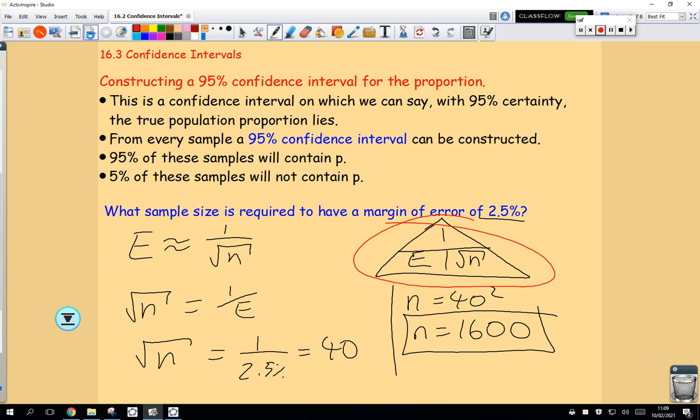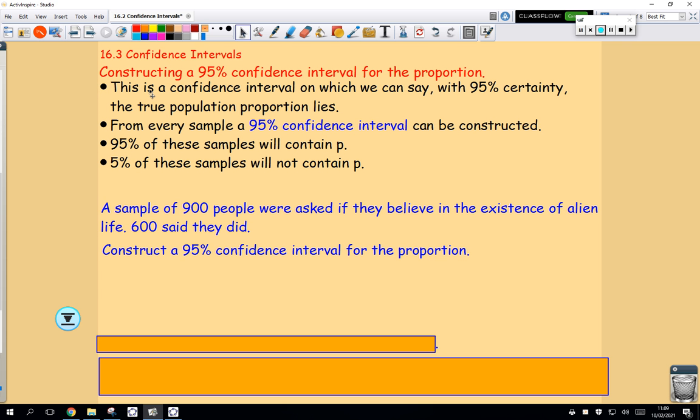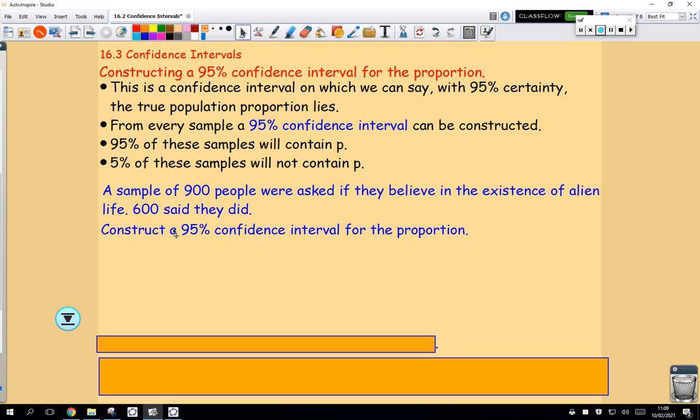Okay, let me look at one more example of constructing a confidence interval. A sample of 900 people were asked if they believe in the existence of alien life. 600 said they did. I want to construct a 95% confidence interval for the proportion. My 95% confidence interval for the proportion, well, it's always p hat minus E up to p hat plus E, where E is the margin of error. In this case, p hat is 600 out of 900.